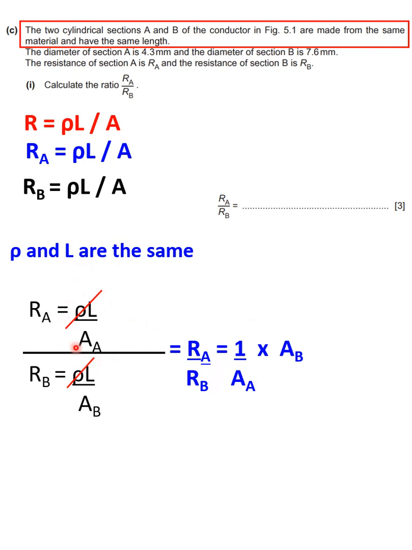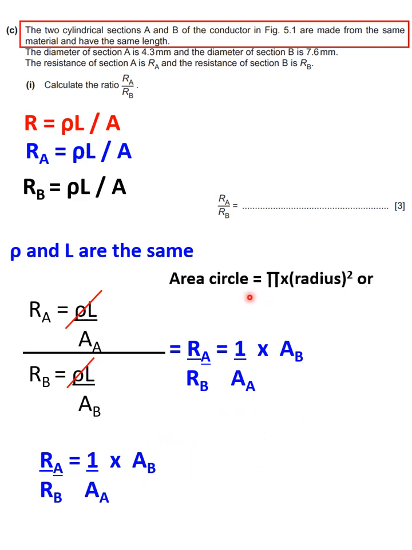So on the numerator, I have 1 over the cross-sectional area for section A, over 1, and here we have a fraction, 1 over the cross-sectional area for B. So in this case, I'm multiplying and flipping the fraction that is on the denominator. So this is what I have.